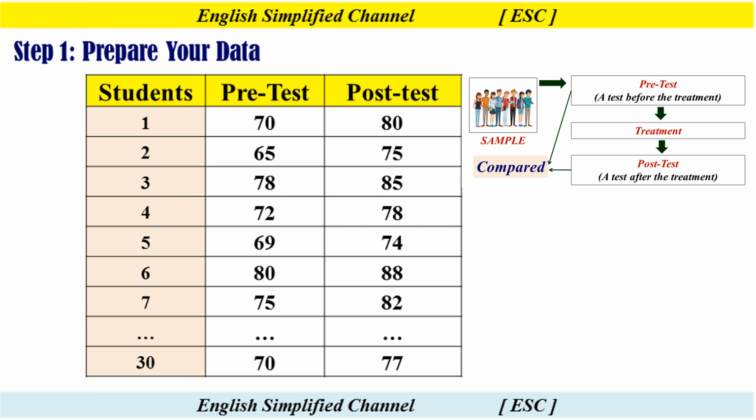For example, here is my data, the scores from a group of students before and after a training program. The student scores of pretest are 70, 65, 75, 78, 72, 69, 80, 75, and the student scores post-test are 80, 75, 85, 78, 74, 88, 82, 77.